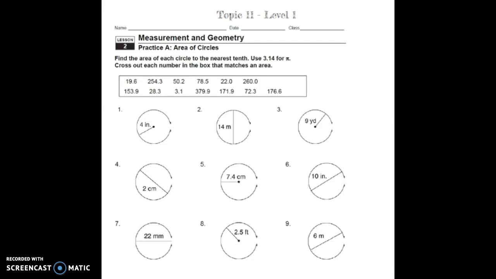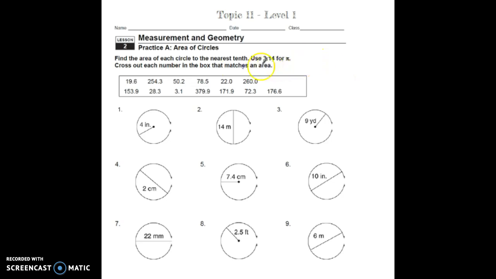Hi guys, I'm going to help you go through your Topic 11 Level 1 worksheet. I'm just going to do 2 examples for you, and then I'm going to have you do the rest on your own. So you will need a calculator for this, and all we're going to do is practice finding the areas of circles and the circumference of circles.